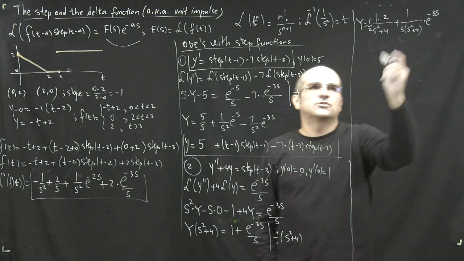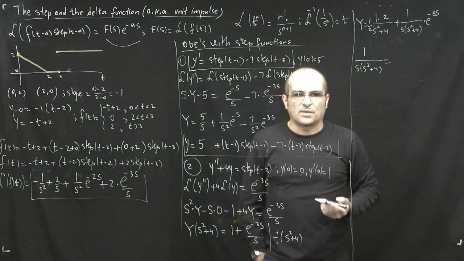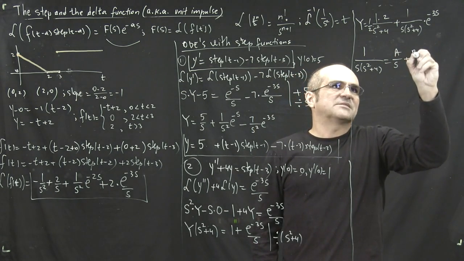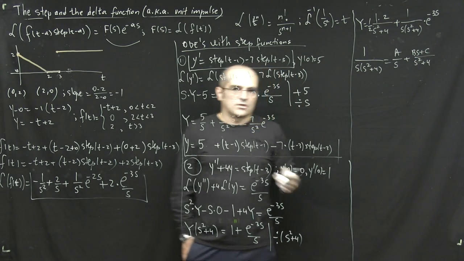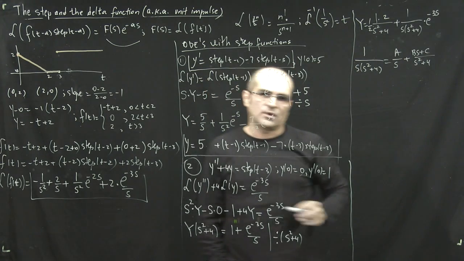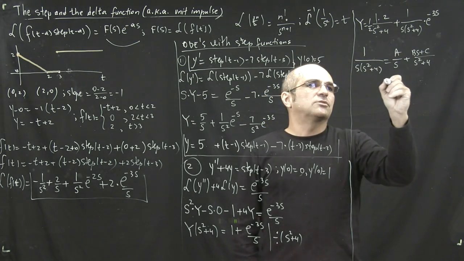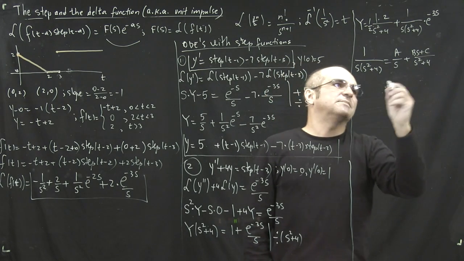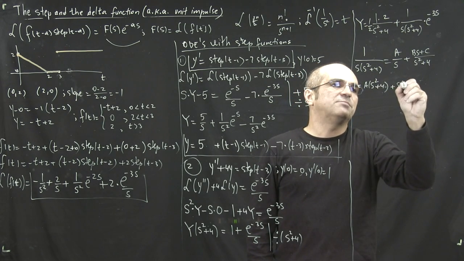This one, on the other hand, we need to do some work to split 1 over s times s squared plus 4 into partial fractions, which in this case is A over s plus Bs plus C over s squared plus 4. So we need to do a little bit of work here in order to finally take the inverse Laplace. As part of the application of the delay theorem, we need the inverse Laplace of that coefficient. So let's just do the split. So 1 on the left is going to be A times s squared plus 4, and then s times Bs plus C.